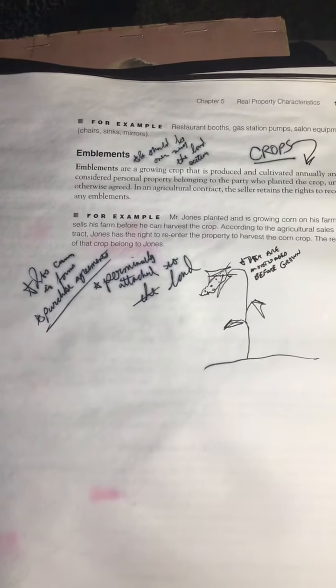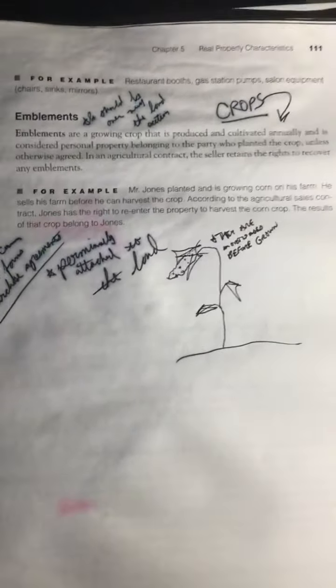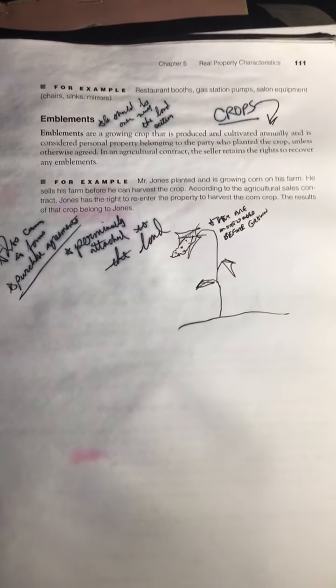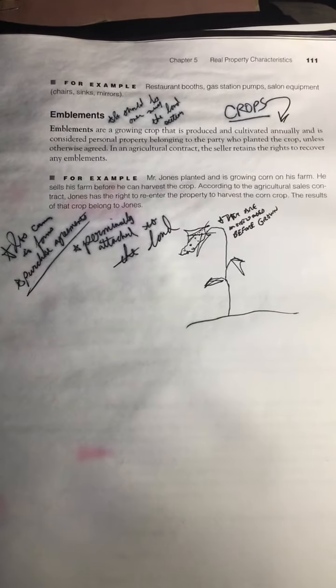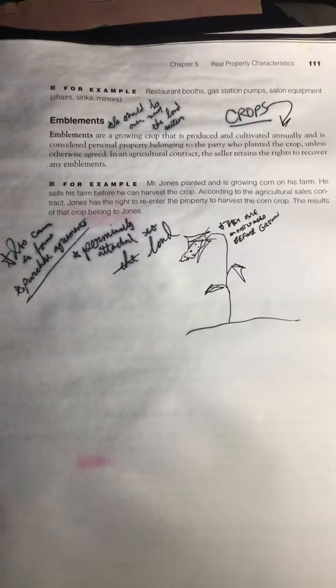Emblements. Emblements are a growing crop that is produced and cultivated annually and is considered personal property belonging to the party who planted the crop unless otherwise agreed. In an agricultural contract, the seller retains the rights to recover any emblements.